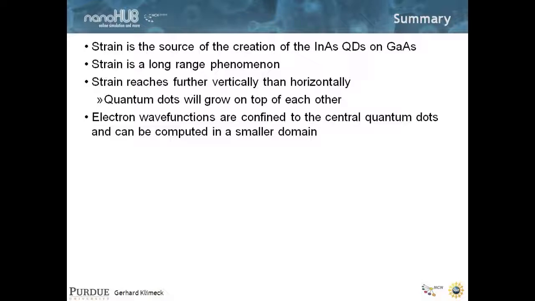So the summary of this section is that strain is the source of the creation of these indium arsenide quantum dots in gallium arsenide. So it's very important for the mechanical properties of this material, of the arrangements of the atoms. It's a very long-range phenomenon. It reaches further vertically than horizontally. That means quantum dots will grow on top of each other. And electron wave functions are confined in the central quantum dots, and it can be computed in a smaller domain. Right? So strain is computed in a huge domain, and then you can chop down your simulation domain to be something smaller that is critical to the electronic structure.